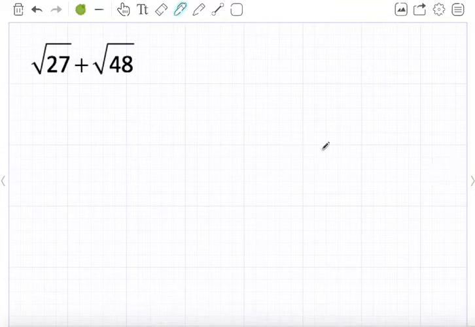Finally, let's have a look at this one. Initially, it looks like we can't add these together because they're two completely different surds, but let's think about simplifying them. And this is 9 times 3, and the square root of 9 times 3 is 3 root 3.